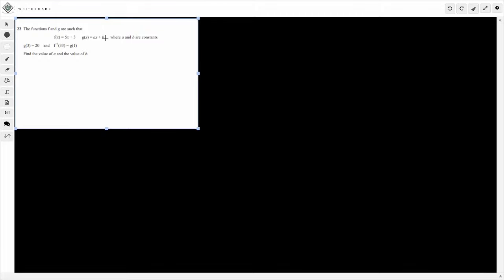There's a few places you can start with this. Where I'm going to start first is just writing out what we know. So we know g of 3 is equal to 20. What that means is wherever there's an x here, so in this case where it's 3, this x here is replaced with the 3. So we know 3a plus b is equal to 20, right? We're told that bit there. So we can set up an equation.